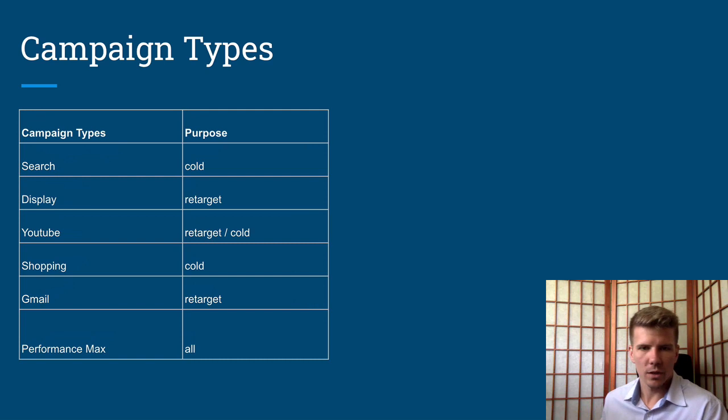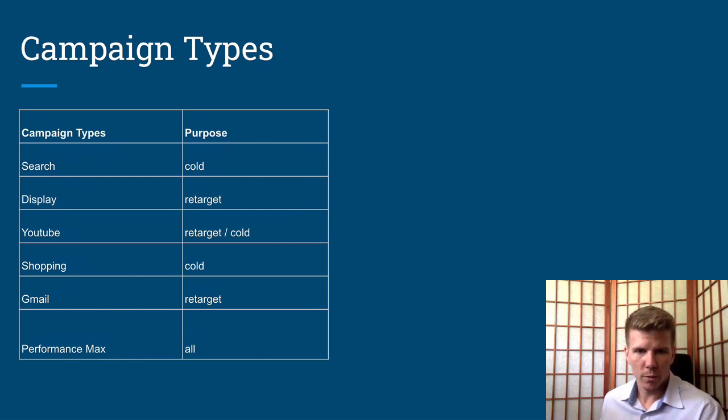YouTube, same thing. I would start with retargeting. However, cold you can do a little bit better than with display, in my opinion. There seems to be higher traffic with YouTube than display. So you can do a little bit of both there, but start with retargeting once again. Shopping, start with cold. It's similar to search. And Gmail, retargeting as well. You can do cold there too, but ultimately it's easier to just do retargeting.